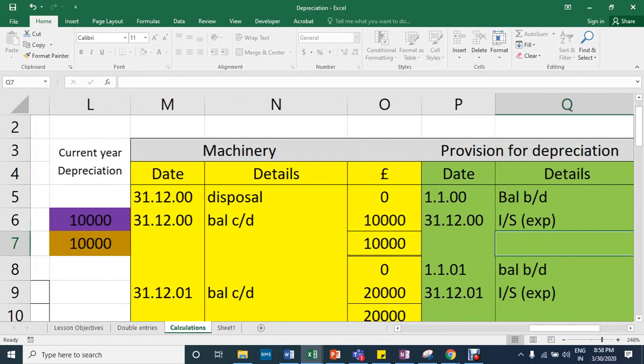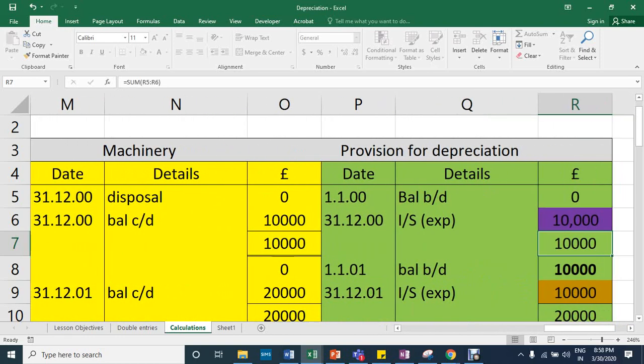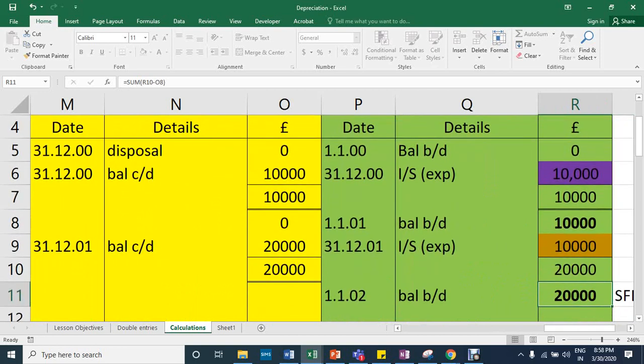Now, when you're posting this entry, you will post it in the provision for depreciation account: 31st/12/2001 income statement expense 10,000. Now you can see your credit side is greater, 10,000 plus 10,000 gives you 20,000. Bring the 20,000 here, 31st/12/2001 balance carried down 20,000, and then bring it down to the credit side as 1st of Jan 2002 balance brought down 20,000. And remember, wherever you write balance brought down, this information will usually go to the statement of financial position.